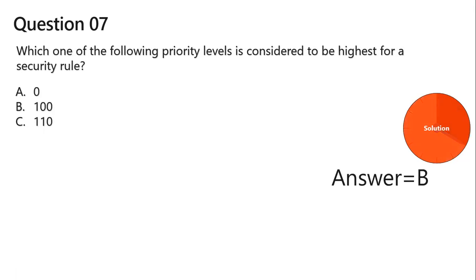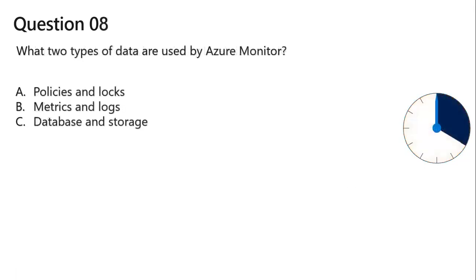That's okay. Now moving ahead to question number 8. What two types of data are used by Azure Monitor? Options are policies and logs, metrics and logs, and database and storage. So what is going to be the correct answer for this question?